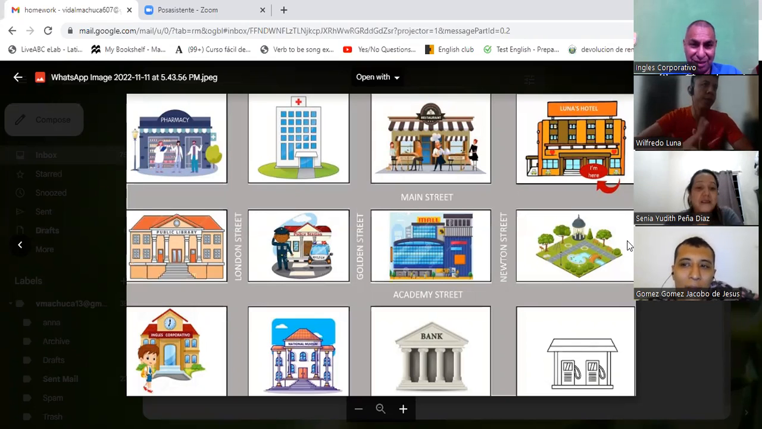Supposedly I'm in the pharmacy. Okay. Just across the street and then go straight on Main Street. One block, then take a right and go down one block more. When you get to Academy Street, you will see the bank in the opposite corner. Algo así. No, está bien, excelente. Opposite corner, yes.